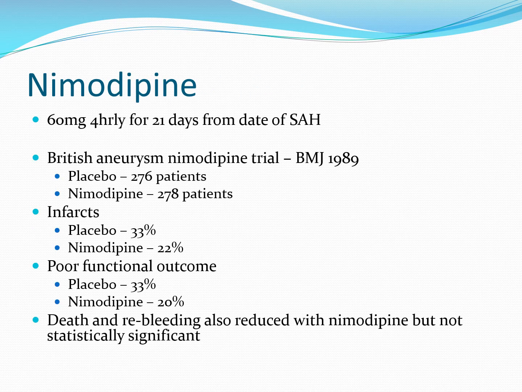Nimodipine is a calcium channel antagonist that can cross the blood-brain barrier and is typically given for 3 weeks following the date of subarachnoid hemorrhage. The original trial that found benefit from nimodipine was the British aneurysm nimodipine trial, published in the British Medical Journal back in the late 1980s. Approximately 275 patients in each arm, and they found a lower rate of infarct and a better outcome for the patients that received nimodipine compared with the placebo. They also found reductions in death and rebleeding rate with nimodipine, but these didn't reach statistical significance.